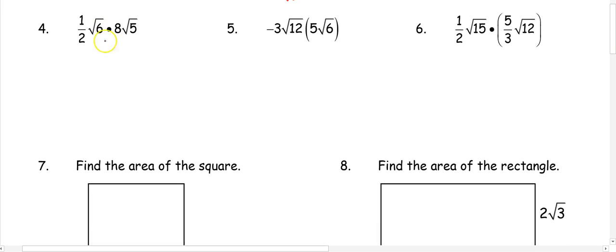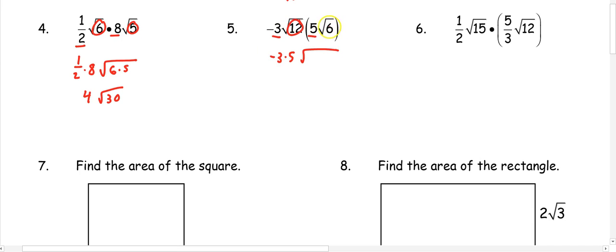Number 4, when we multiply, we have on the outside 1/2 and 8, and on the inside, we have 6 and 5. So when we multiply here, we get 4 root 30. Again, we can't break down 30 because it has no square factors, which means we're going to leave it already simplified.